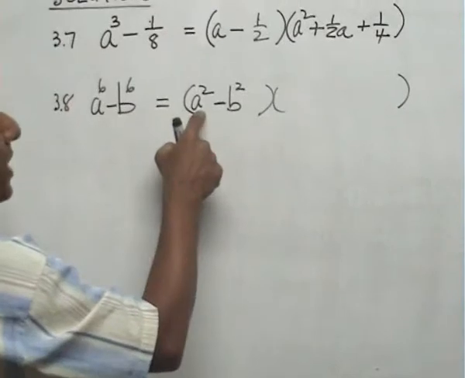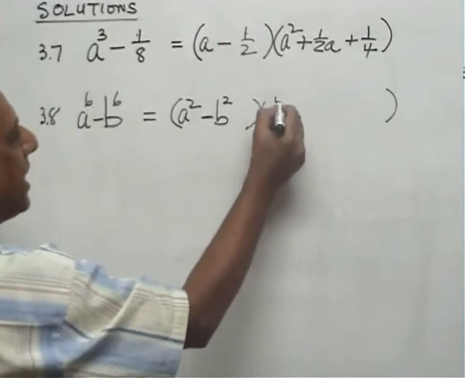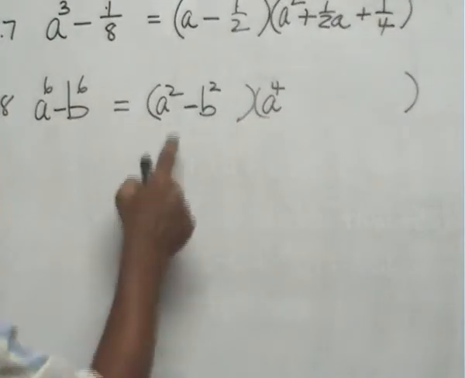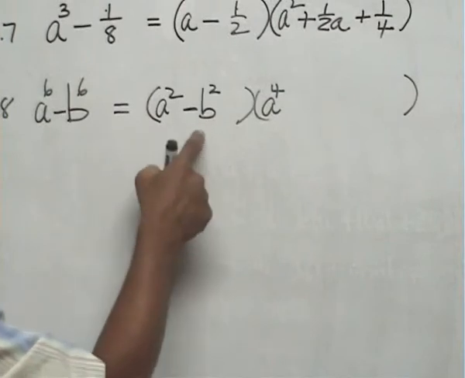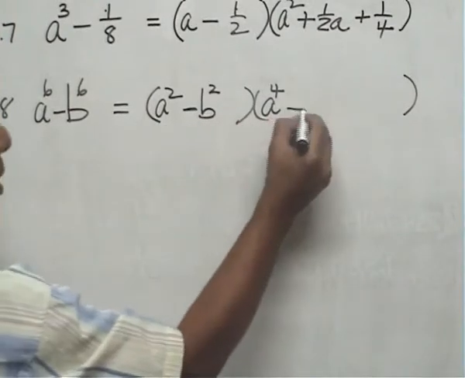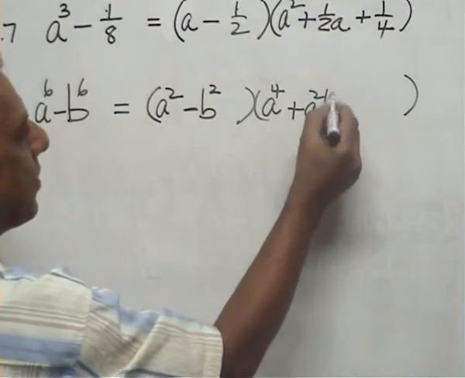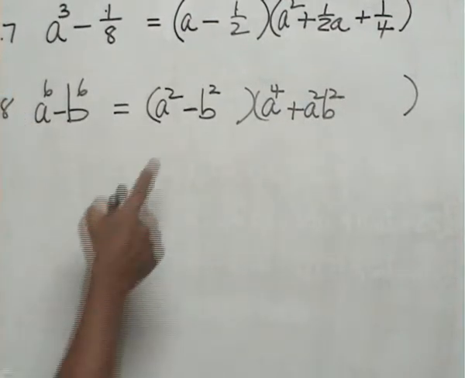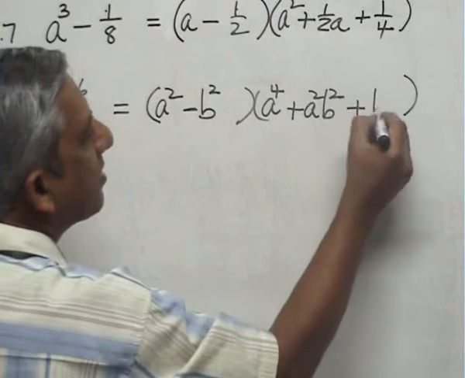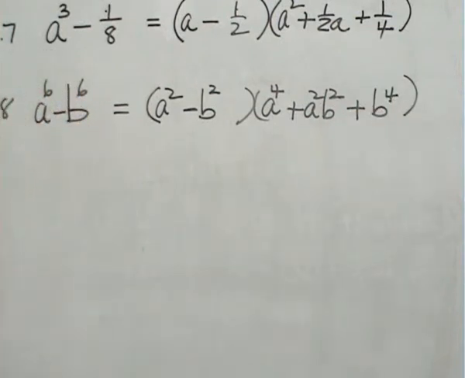Now what's here? You square a squared. If you square a squared, you get a to the 4. Multiply these two, you get minus a squared b squared. Change the sign, plus a squared b squared. Square that, you get plus b to the 4.